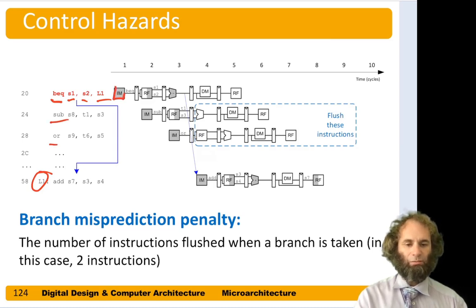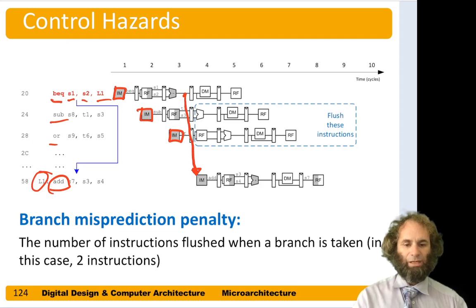So in cycle 1, we fetch the branch. In cycle 2, we fetch the subtract. In cycle 3, we fetch the OR. Then in cycle 3, we discover that the branch should be taken. And we actually want to go down and fetch this add instruction instead.